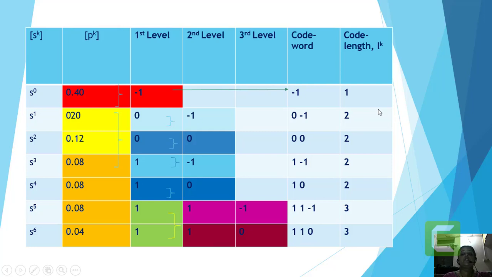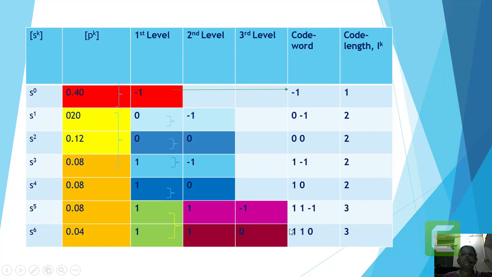Now let's check the length of the code for each of the given symbol. So the first code word consists of only one bit, so its length is 1. Here for second, third, fourth and fifth symbol, we are having 2 digits each, so their length will be 2. While for this fifth and sixth symbol, the length will be 3.